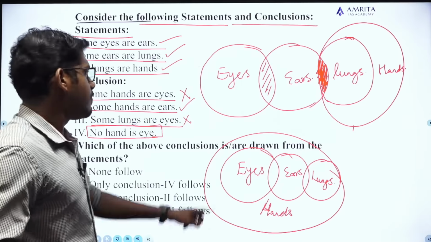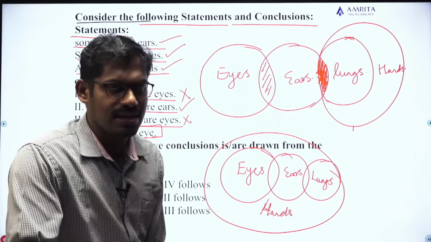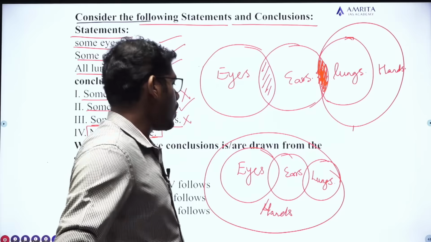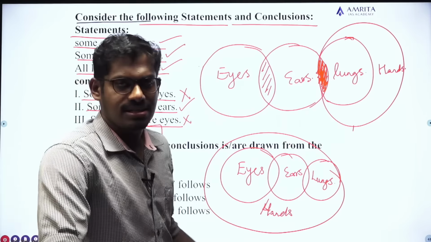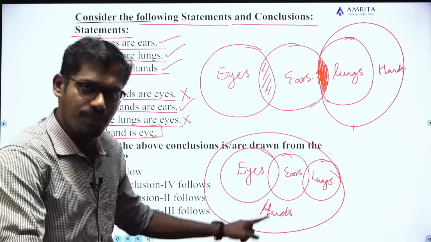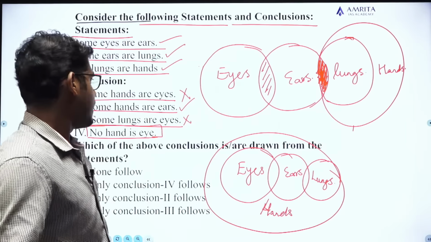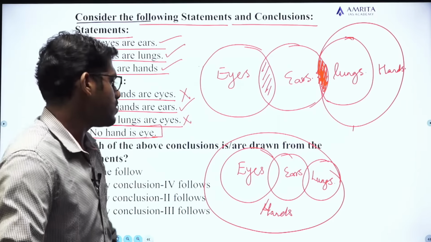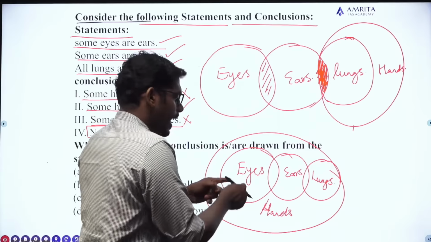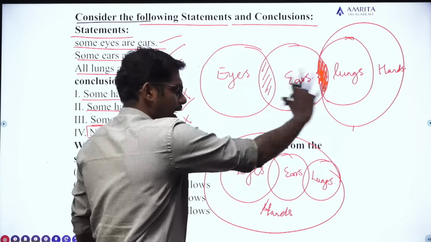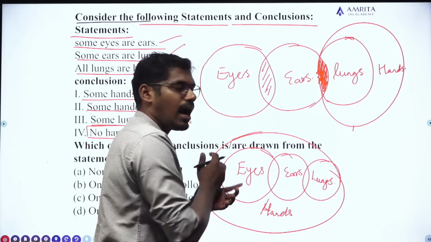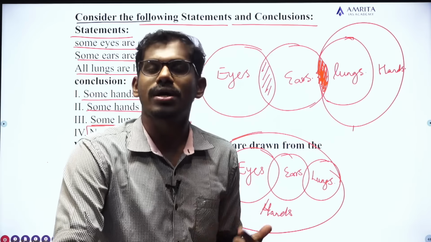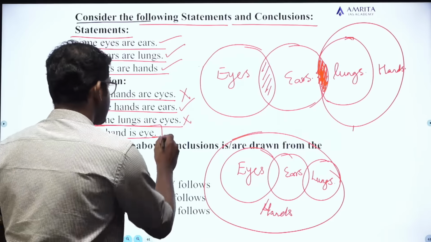Did I violate the basic statements? No, I didn't. It says some eyes are ears, some ears are lengths, and all lengths are hands. I didn't violate the basic statements. But this is a possible diagram. In this possible diagram, can we say that no hand is eye? No, because in this diagram some hands are eyes. Hand is a larger diagram, some hand is eye. So we can prove that no hand is eye is a wrong conclusion. So no hand is eye is incorrect.